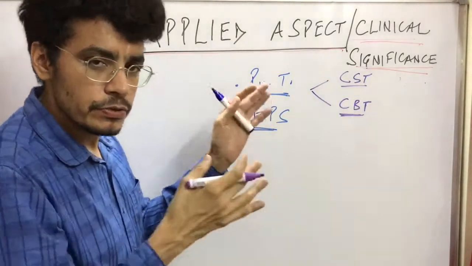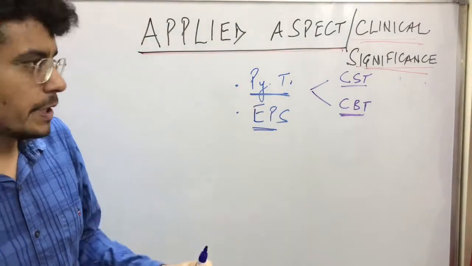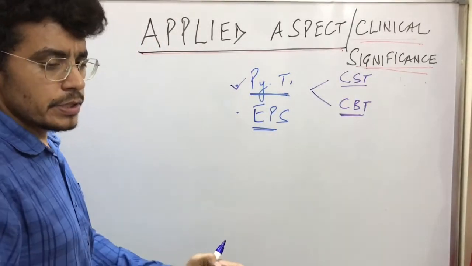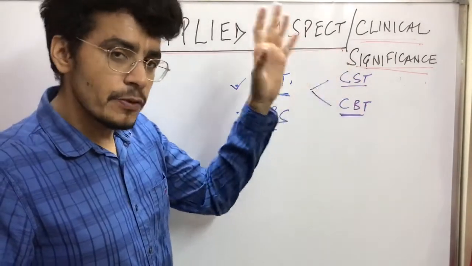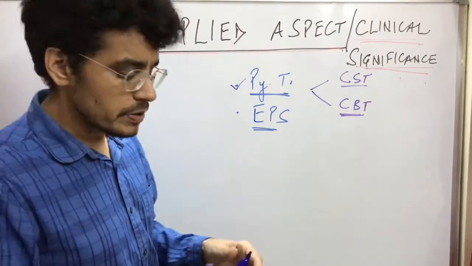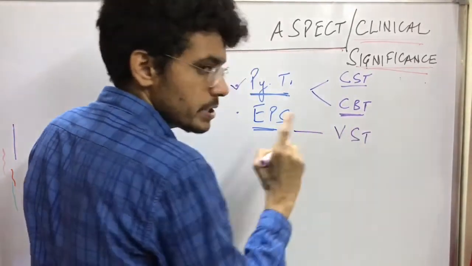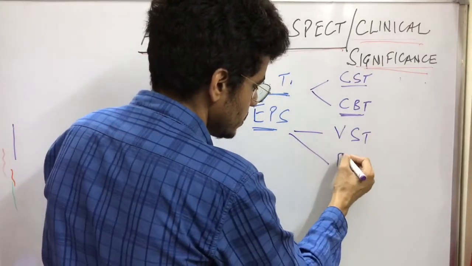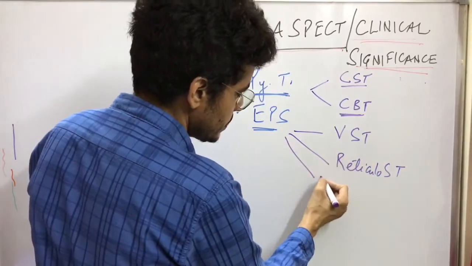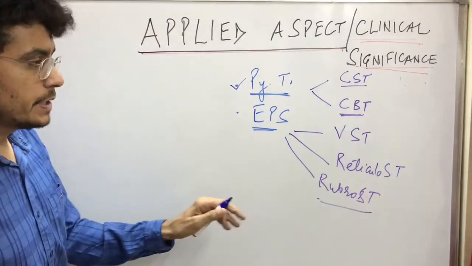Corticospinal is from the cortex to the spinal cord, and corticobulbar is from the cortex to the nuclei within the brainstem, the cranial nerve nuclei. They form the pyramidal tract. Extrapyramidal, there are so many tracts that come apart from these. All the descending tracts are called extrapyramidal. There are so many extrapyramidal systems, but of major concern, we will focus on three. One is the vestibulospinal tract. The other one is the reticulospinal tract. And the third one is the rubrospinal tract. These three.